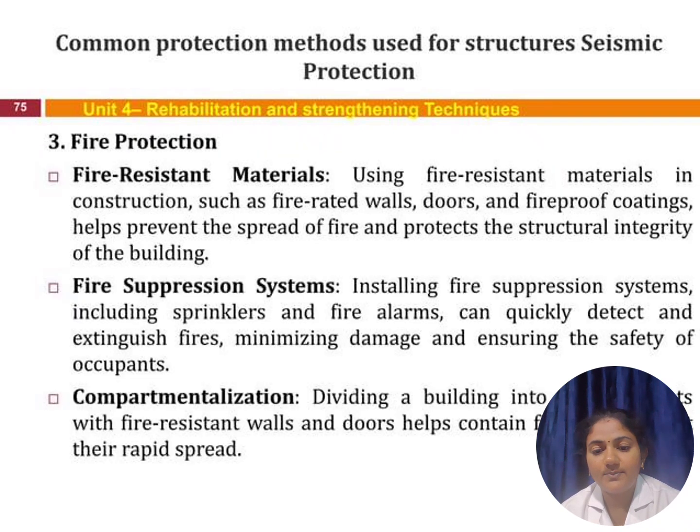The third one is fire protection, using fire resistant materials in construction such as fireproof coatings and suppression systems like alarms, and compartmentalization, dividing the building into pods with fire resistant walls to control the spread of fires at a rapid speed.